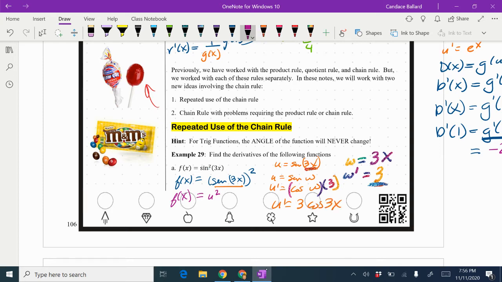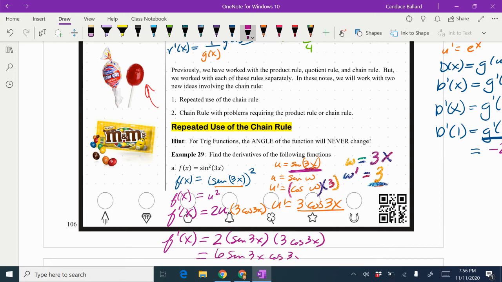Now we're going to come back to this original function here. I have to take the derivative of the outside, which is 2u, and then multiply that by the derivative of the inside, which is 3 cosine 3x. Then we're going to replace the u. So f prime of x equals 2 times my original u, which was sine of 3x, and then times 3 cosine 3x. We could rewrite that as 6 sine 3x cosine 3x.